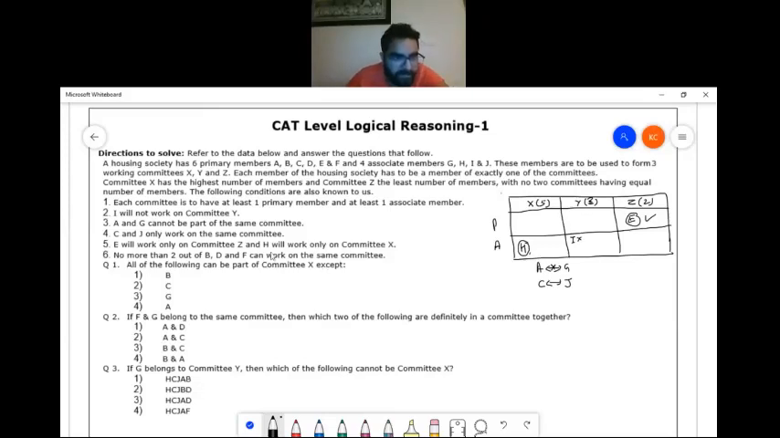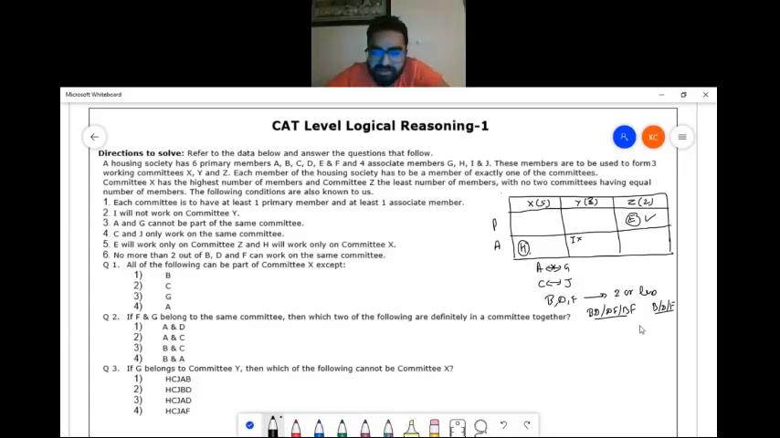This is fixed. No more than two out of B, D, F can work in the same committee. B, D, F are members of the primary. So B, D, F, two together, two or less. Now if you see, Z's primary is already done. So we will have BD, DF or BF together either in X or Y. So we'll have this group formation. This is one group and this is another group. So they will split in this manner in X or Y. Now this is all done.